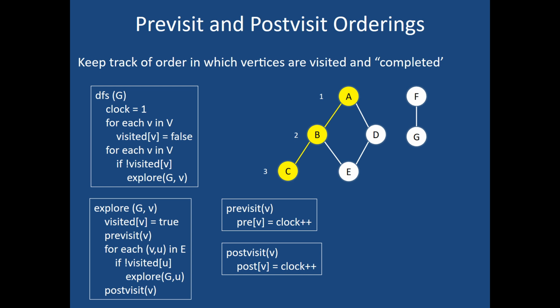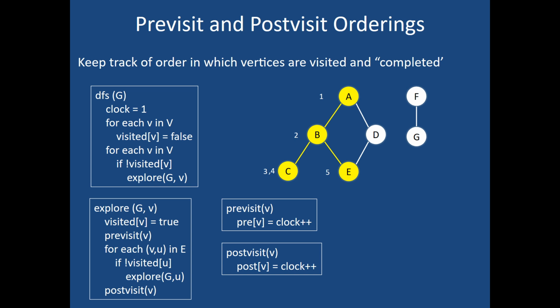So the loop ends. Remember, we're 3 levels deep in the recursion. The recursion for C, the loop is over. We call post-visit on C, and what number does it get? 4. And it returns. Now we're 2 levels deep in the recursion, A and then B on top of the stack. We're in the middle of B's loop, so what's B going to look at next? E. It's visited, it gets the pre-number of 5.